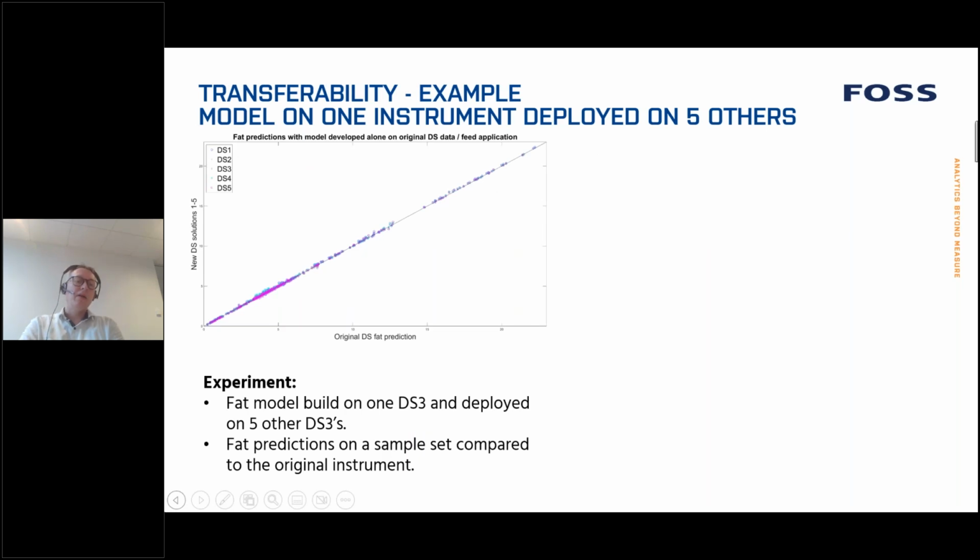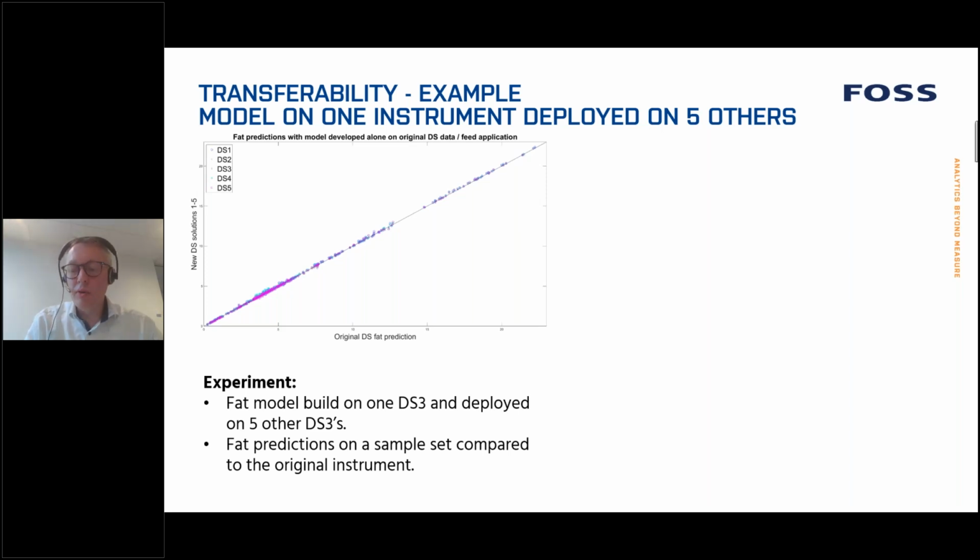In this case, one fat model on a feed application was built on one DS3, and then it was deployed on 5 other DS3s. And then the results are compared in this graph, where you can see how well the 5 additional DS3s reproduce the results of the DS3 where the model was developed, and it looks very nice and equal on this line, of course.